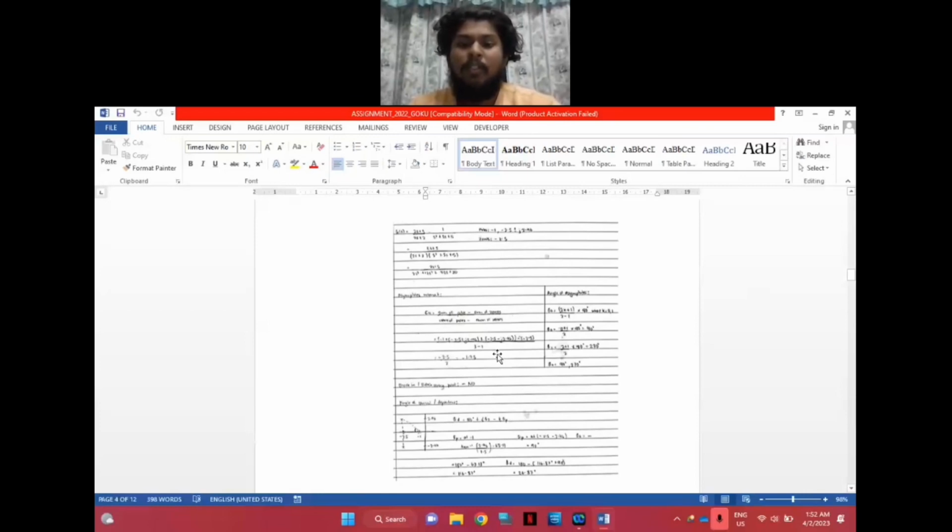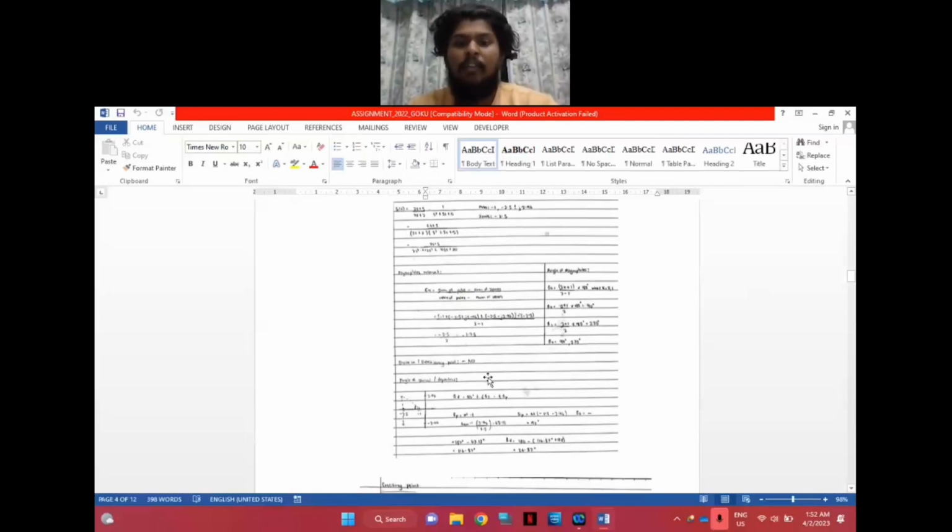For this transfer function, we got -1.75. For the angle of the asymptotes, the formula is (2k plus 1) over the number of branches times 180 degrees. Here we got 90 degrees and 270 degrees for the angles of the asymptotes. For the break-in and breakaway points, there is no break-in or breakaway point for this system.